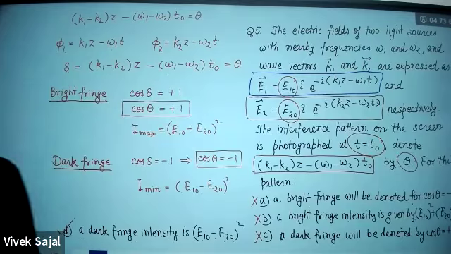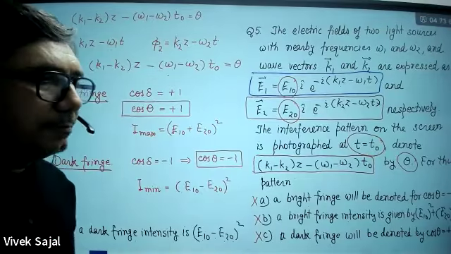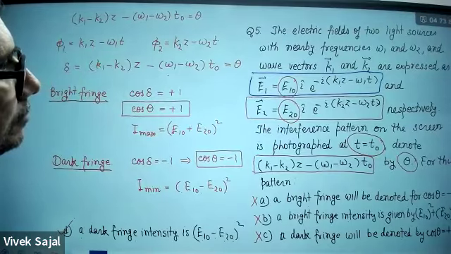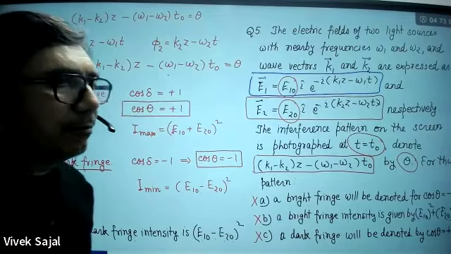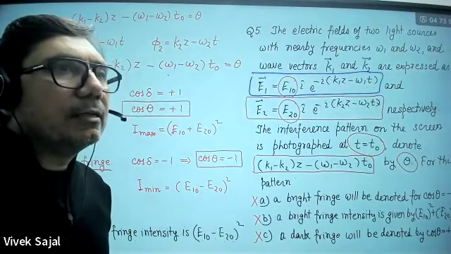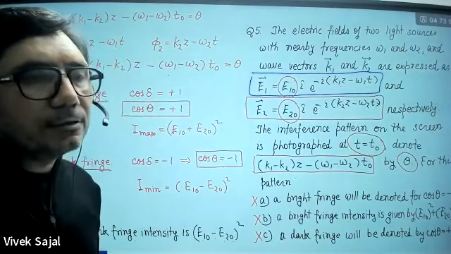Yes beta, please. Sir, here since k1, k2 are different, and omega 1, omega 2 are different, how is the cos theta formula still valid? Yes, your question is correct.